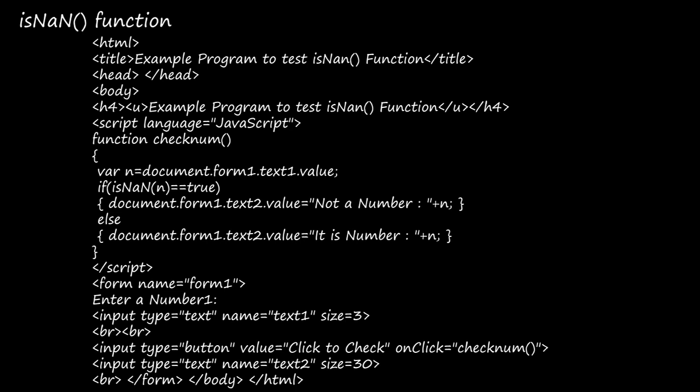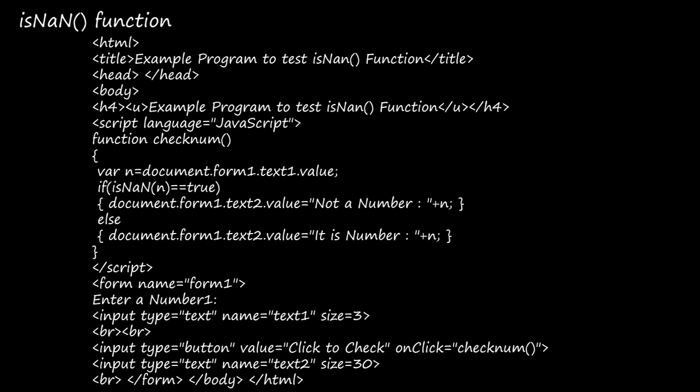So here the function checkNum() has variable n equal to the value, whatever value you are entering here in this box. Enter a number, and whatever you are entering will be taken there. And then if isNaN(n) is equal to true, this is not a number, it will be displayed along with the input which you have given. It will be saved in n, right? So that also will be displayed, right?